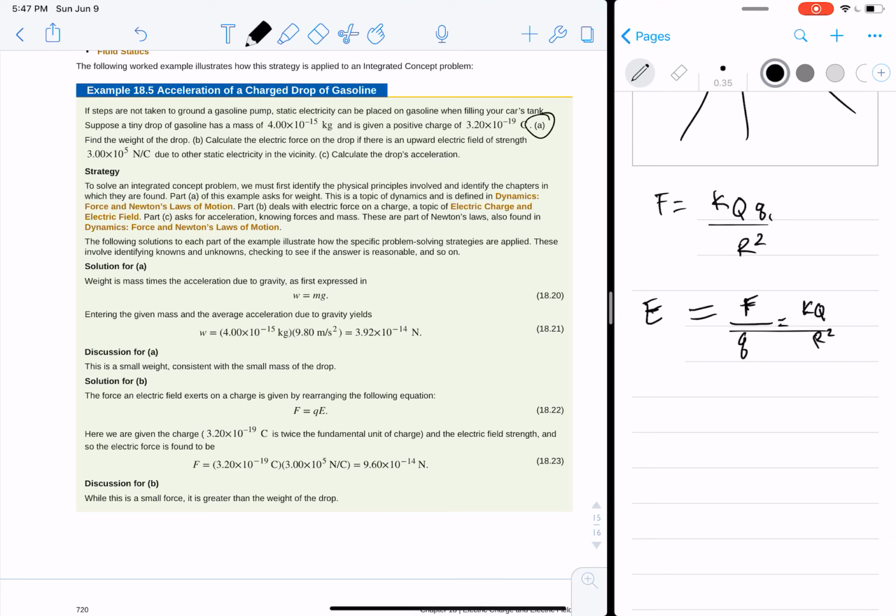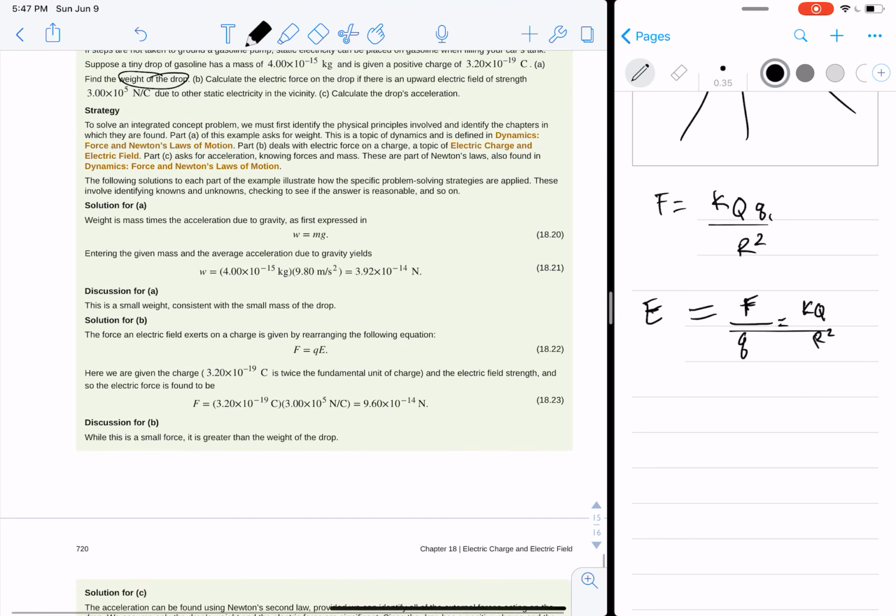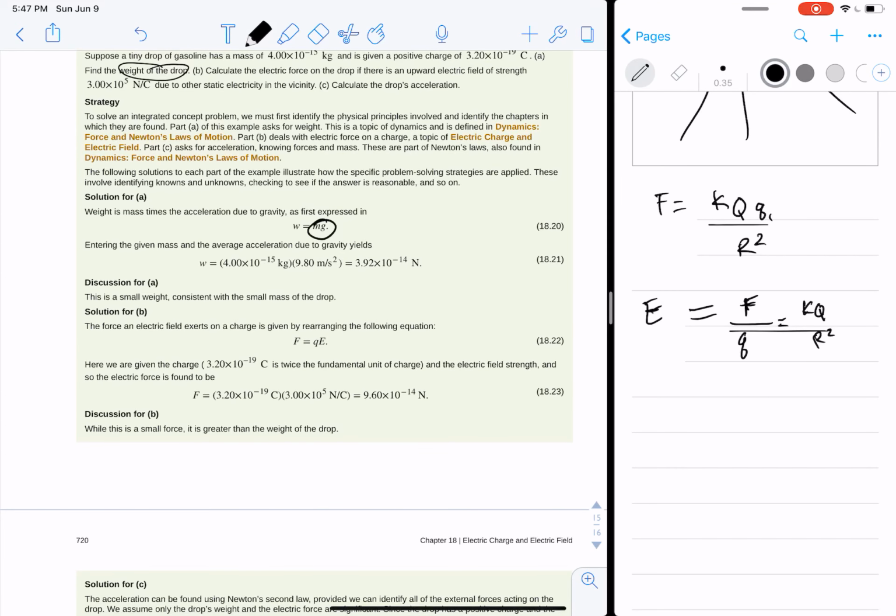First of all, they want us to calculate the weight of the drop. Then they want us to calculate the force on the drop if there's an electric field of this amount, because someone was rubbing their head with a balloon or something. And then what would the acceleration be because of that charge? So part A just wants us to figure out the weight of the drop. You may remember weight is just the mass of the drop times gravity. F equals ma. In this case, a is g, m is m, and the force we call the weight. So you do that, you get this many newtons.